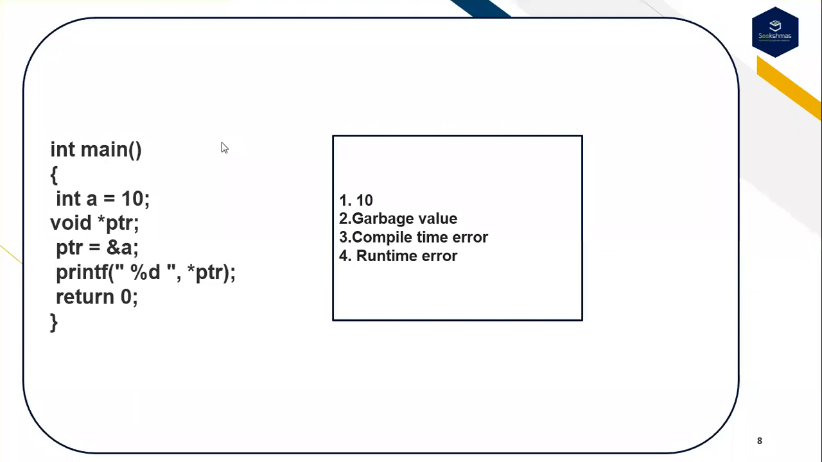And this is the pointer concept again. So int main, int a is equal to 10, void star ptr, a void pointer, ptr is equal to &a, printf("%d", *ptr). Predict the output of this code, and these are the following options. We go for the execution.